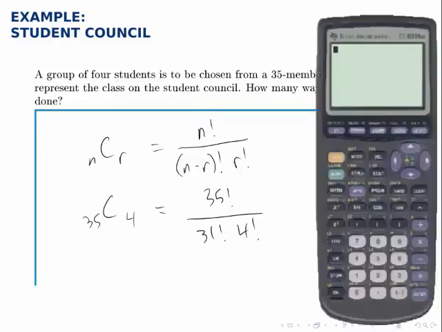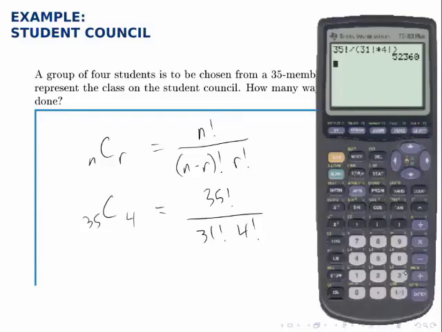So, going to the calculator, we type in 35, find the math probability menu, select number 4 for the factorial, divided by, and then I want to divide by the product of 31 factorial and 4 factorial. 31 math probability menu factorial times 4 factorial. And we get 52,360 ways to select this group of 4 students.